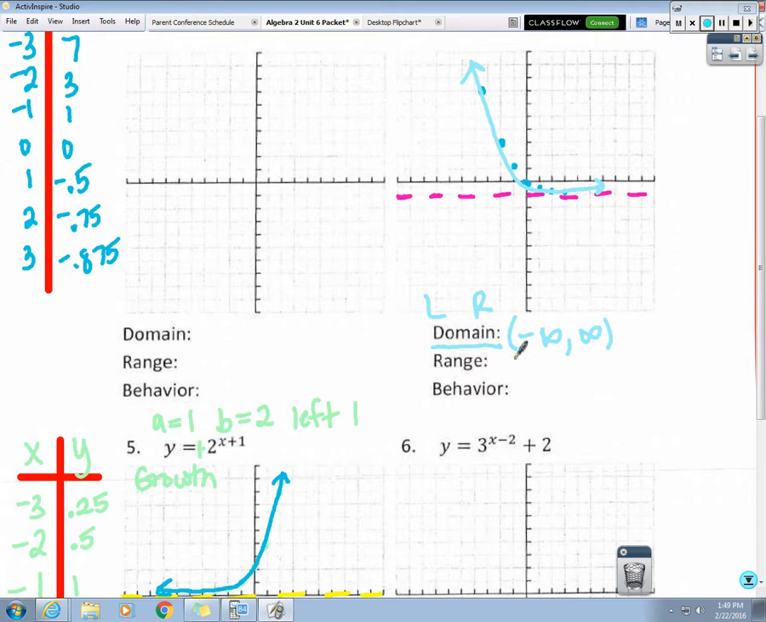Okay, now range we care about up and down. How far down can you go? Negative 1. How far up can you go? Positive infinity. Okay, is it increasing or decreasing? Decreasing. From where to where? Right.